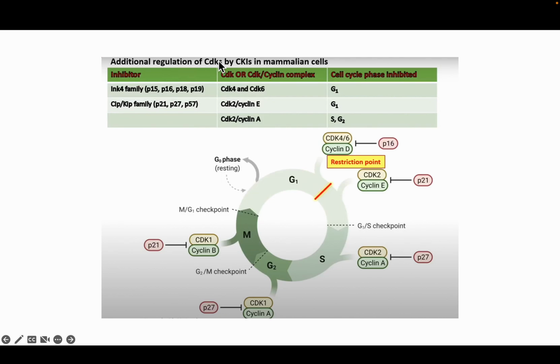So these are the additional regulation of CDKs by cyclin-dependent kinase inhibitors in mammalian cells. So you have to memorize these names. The inhibitor family 1, the INK4 family, p15, 16, 18 and 19. They regulate CDK4 and CDK6, and due to that the G1 phase is inhibited. Another family is the CIP or KIP family. They regulate the CDK2 and cyclin E complex and the CDK2 and cyclin A complex, and hence G1 and S/G2 cell cycle phases are inhibited.